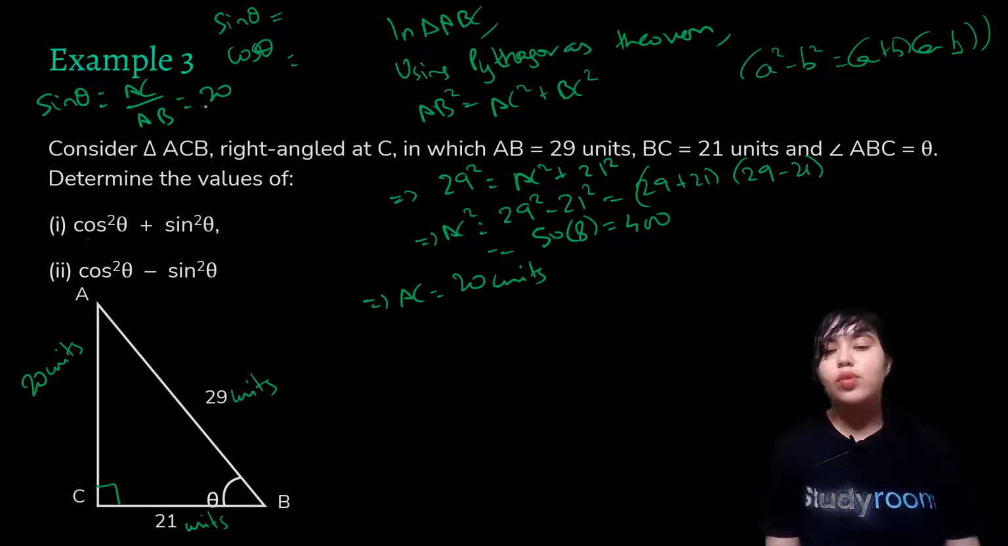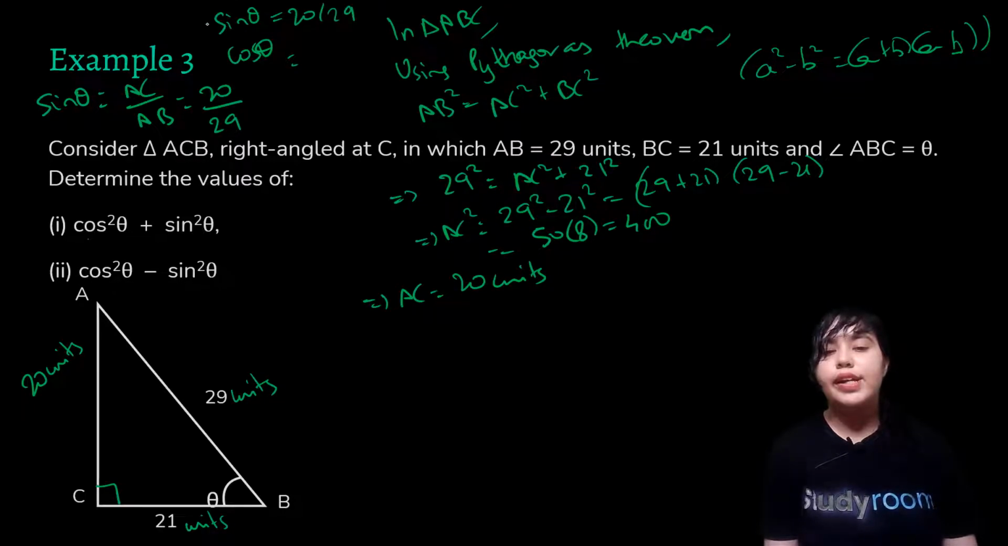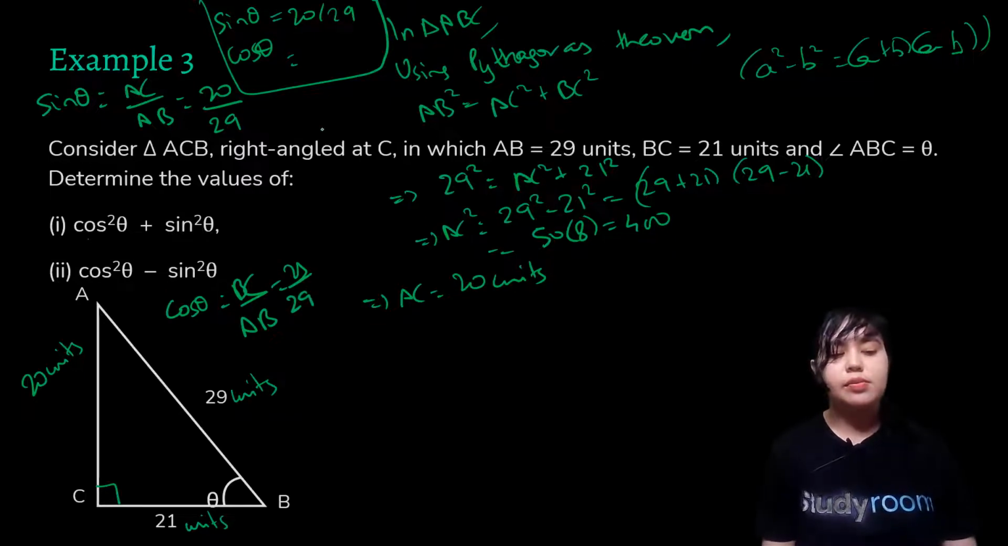It will be the side opposite to angle B or angle theta, which is AC, upon the hypotenuse, which is AB. Now AC is 20 and what is AB? It is given to us as 29. So sine theta is 20 upon 29. Then what about cos theta? What is the side adjacent to angle theta? That is BC, and the hypotenuse here is AB. So it will be 21 upon 29. So cos theta is 21 by 29.